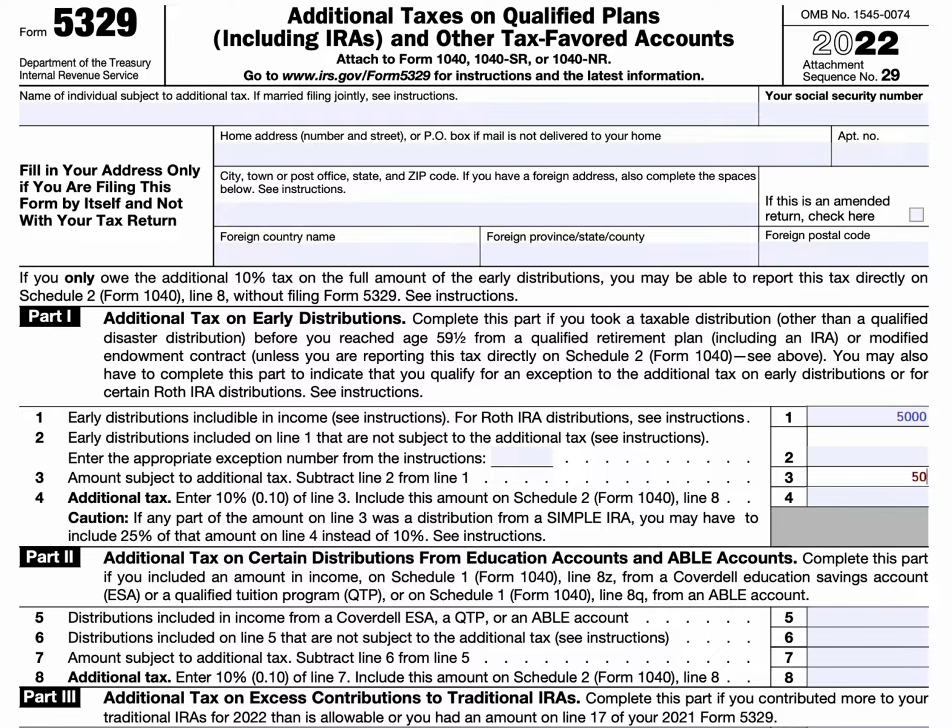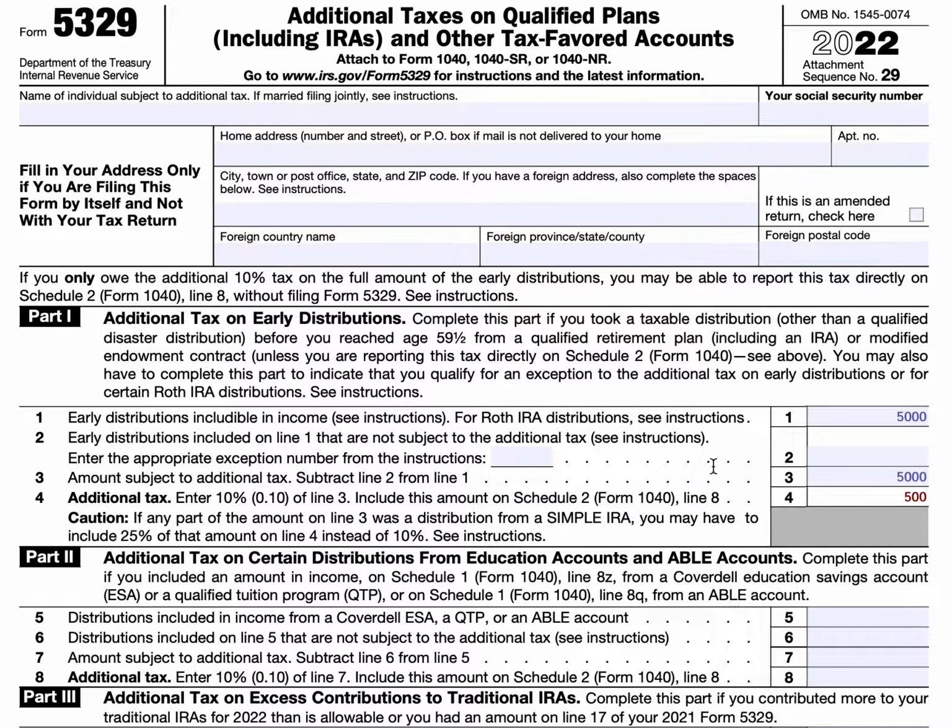On line 3, you will subtract line 2 from line 1. In this case, that would be $5,000 since we've determined that all early distributions are also subject to the additional tax. In line 4, you'll calculate the additional tax. Enter 10% of the amount on line 3. You will include this amount on Schedule 2, line 8.